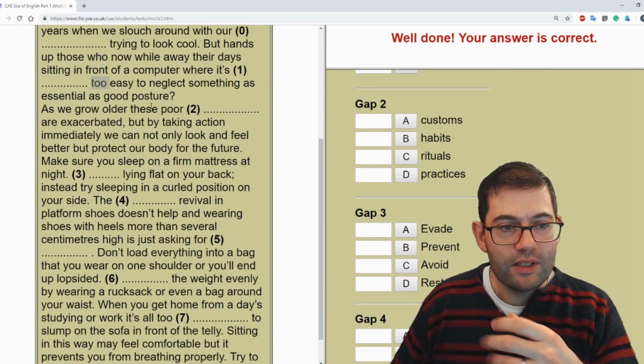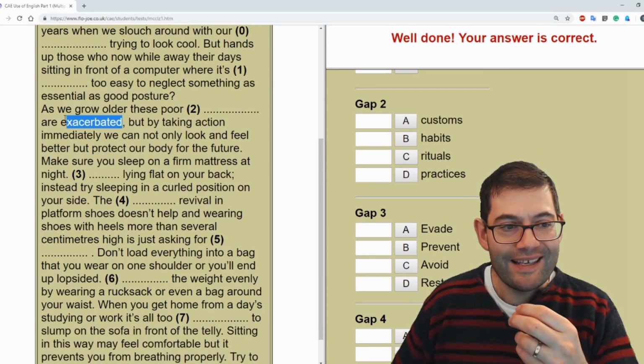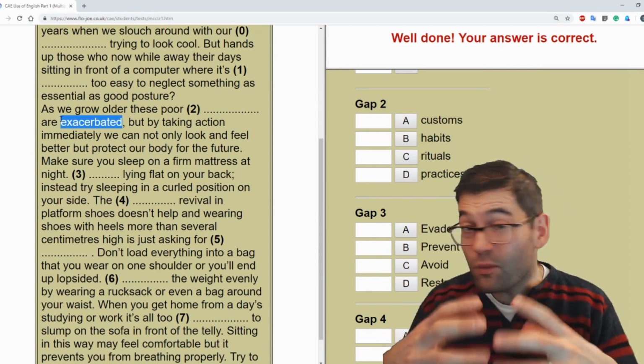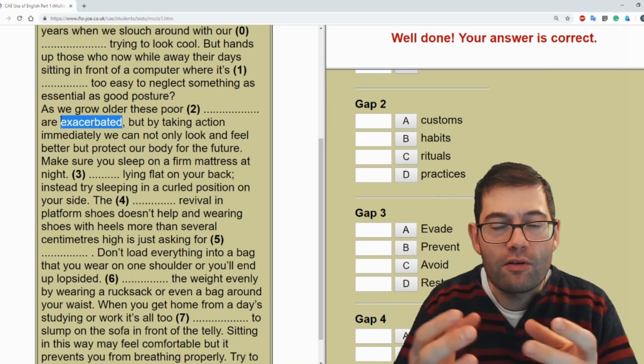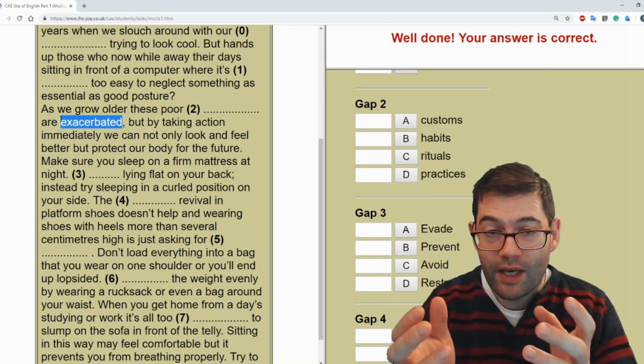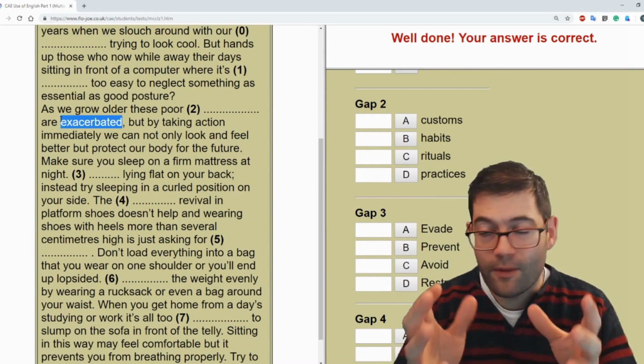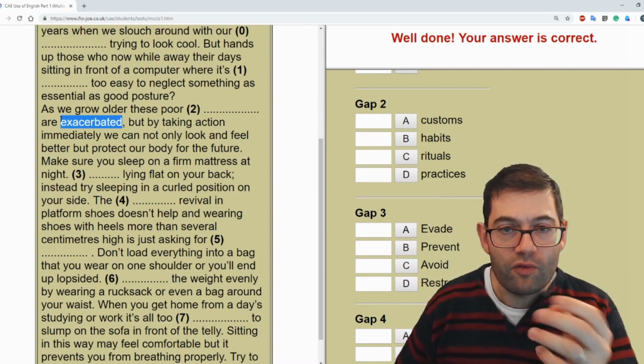As we grow older, these poor something are exacerbated. In other words, made bigger, made worse. It depends on the context. It's a wonderful piece of vocabulary, a nightmare to spell, but if you can take this away and use it, then I recommend that you do so in your writing and in your speaking.